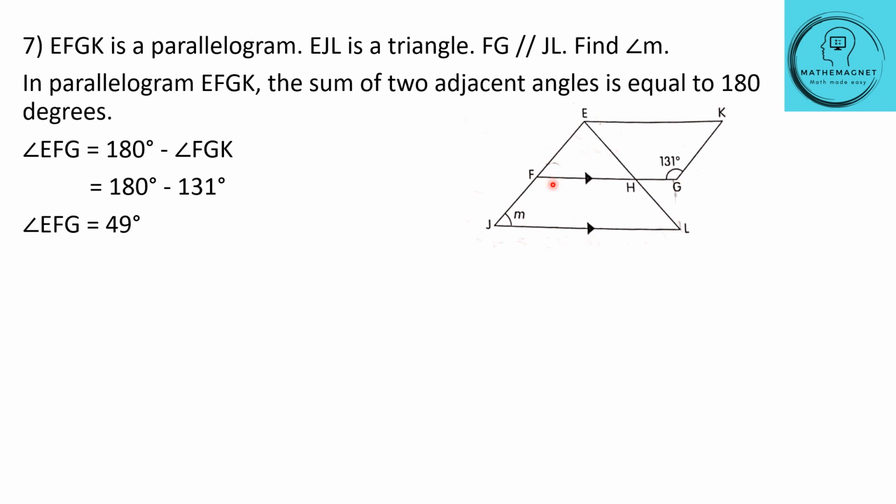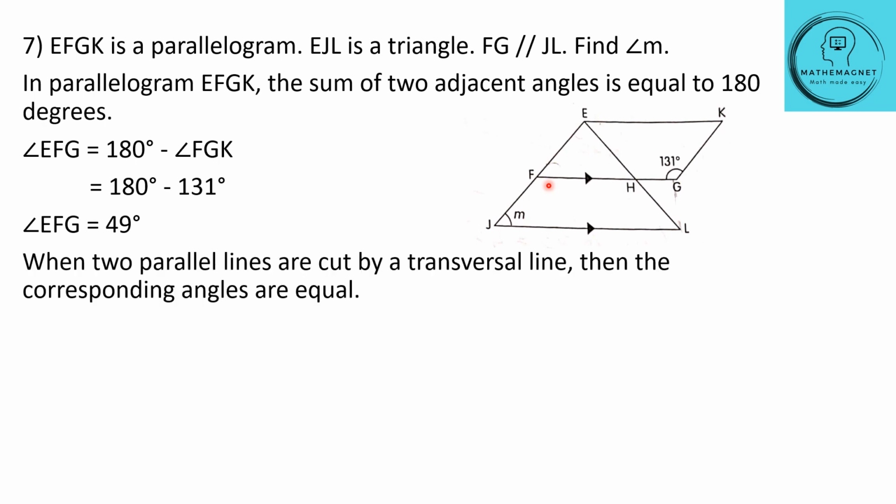Now what is a transversal line? A transversal line is a line that cuts through two or more parallel lines. Now the property is that when two parallel lines are cut by a transversal line, then the corresponding angles are equal. So let us assume we have two parallel lines, and this is a transversal line that cuts through two parallel lines. So now this angle and this angle are corresponding angles and they are equal. Same way, this and this are corresponding angles and they are equal.